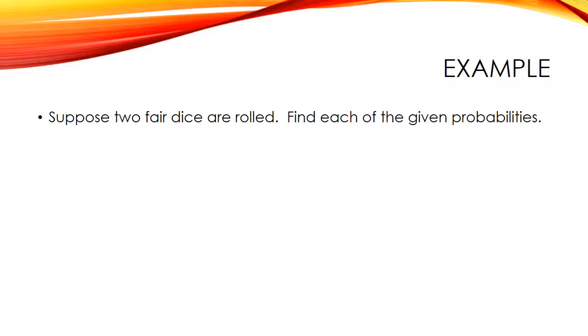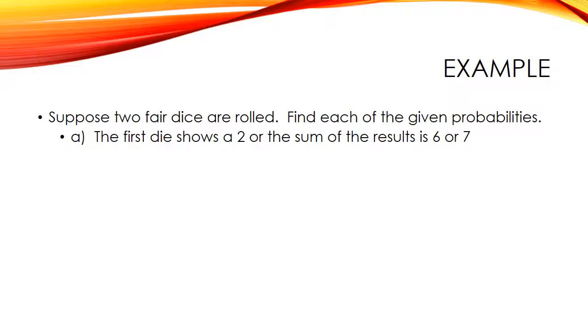Here's another example. Suppose you roll 2 fair dice. We're going to find some probabilities here. First of all, find the probability that the first die shows a 2, or that the sum of the result is 6 or 7. Pause the recording to try this. Let me give you a hint. It's a really good idea to make yourself a chart of the different outcomes of the roll of 2 dice. Pause the recording, give this a try, and resume to check your answer.